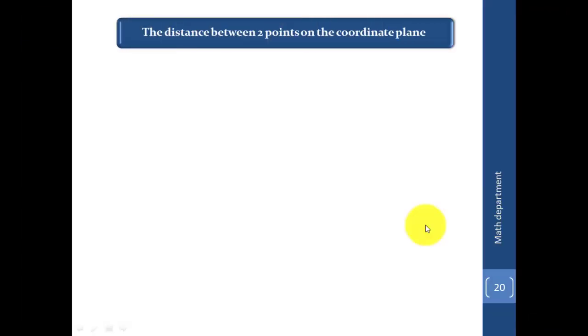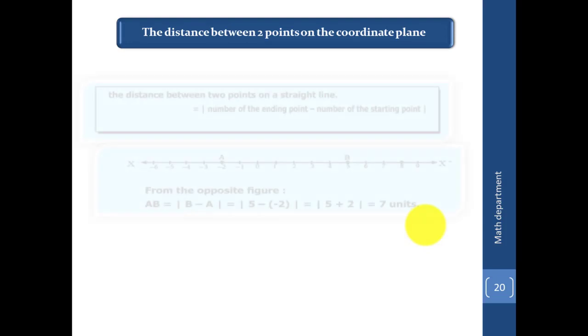This, the third part of our general review of Math Primary 6. Our part starts with the distance between 2 points on the coordinate plane. We have two parts: how can we find the distance between 2 points on a straight line, and how can we find the distance between 2 points on the coordinate plane?